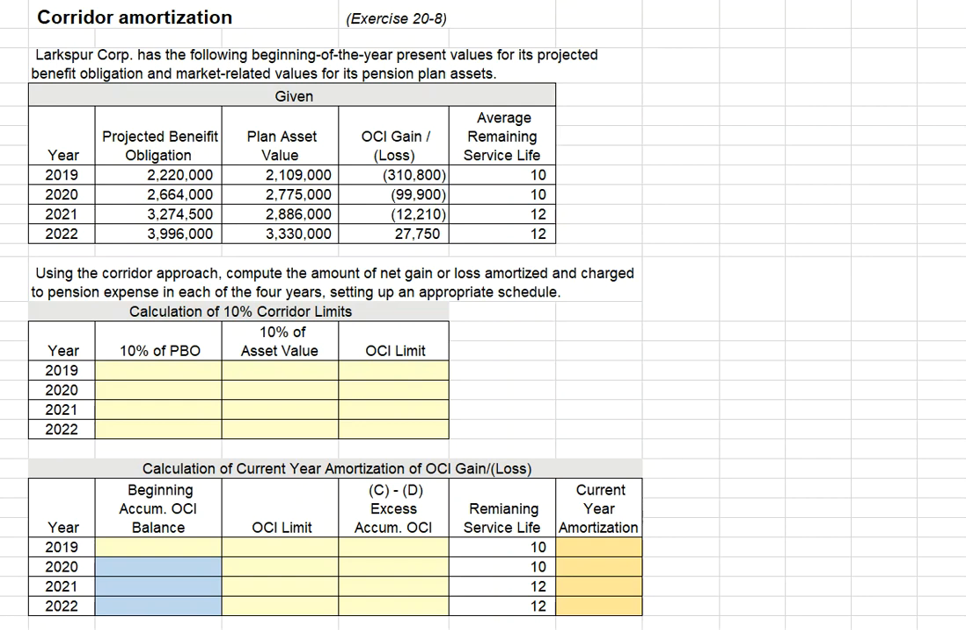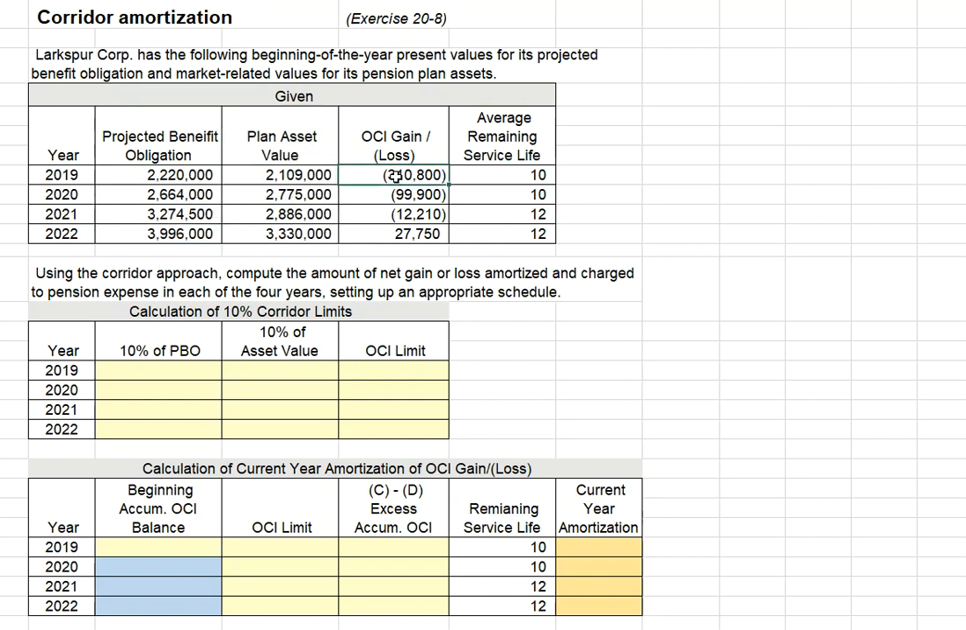In this video, we're going to walk through corridor amortization of accumulated other comprehensive income gains and losses. The Larkspur Corporation has the following beginning of the year present values for its projected benefit obligation and market-related values for its pension plan assets. And again, these are beginning year values. We do our corridor calculation based on beginning year values.